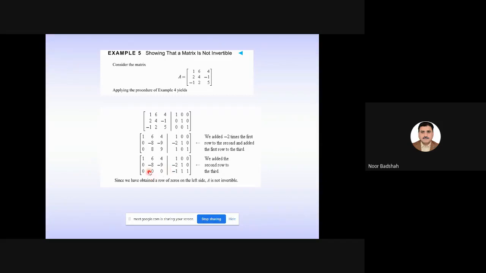You see, in this case, the last row becomes 0. So it means it cannot be converted into identity matrix. So this matrix is singular and inverse doesn't exist.